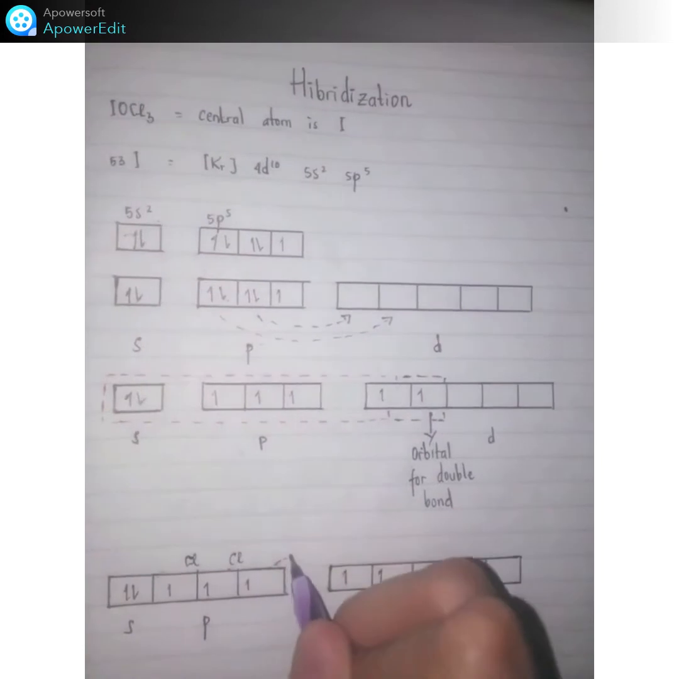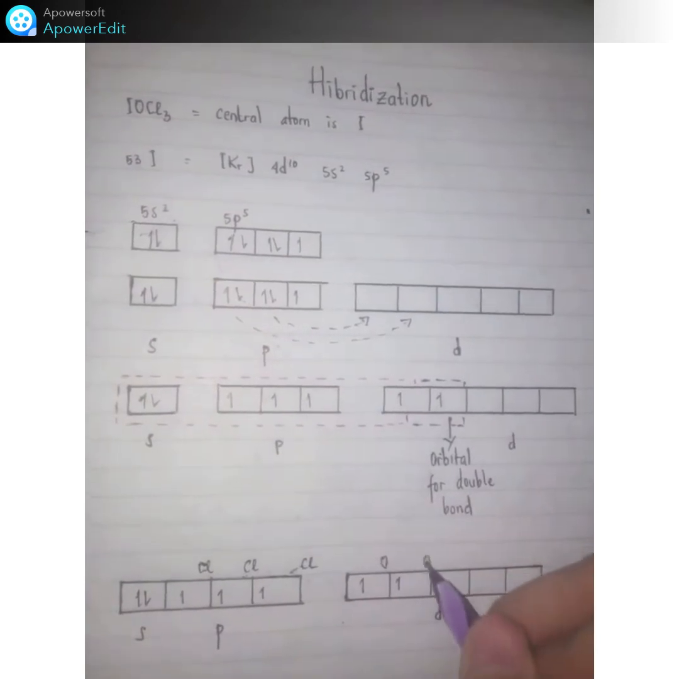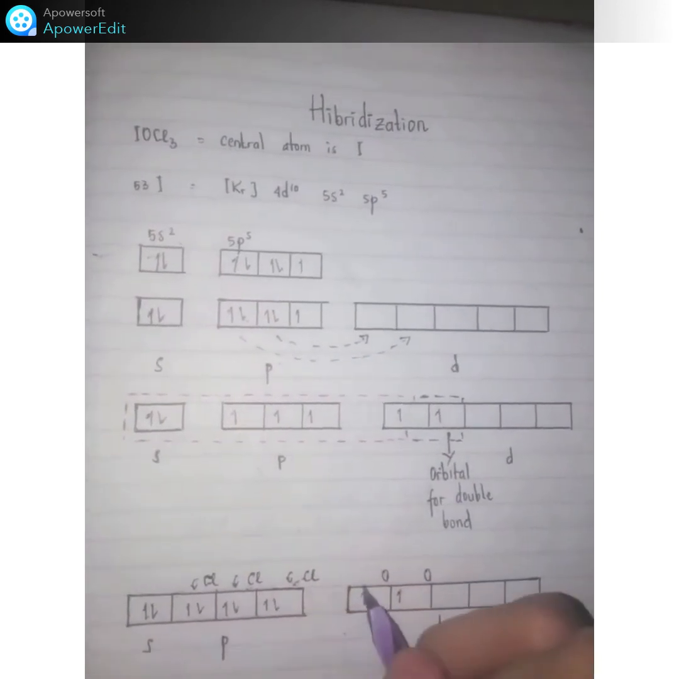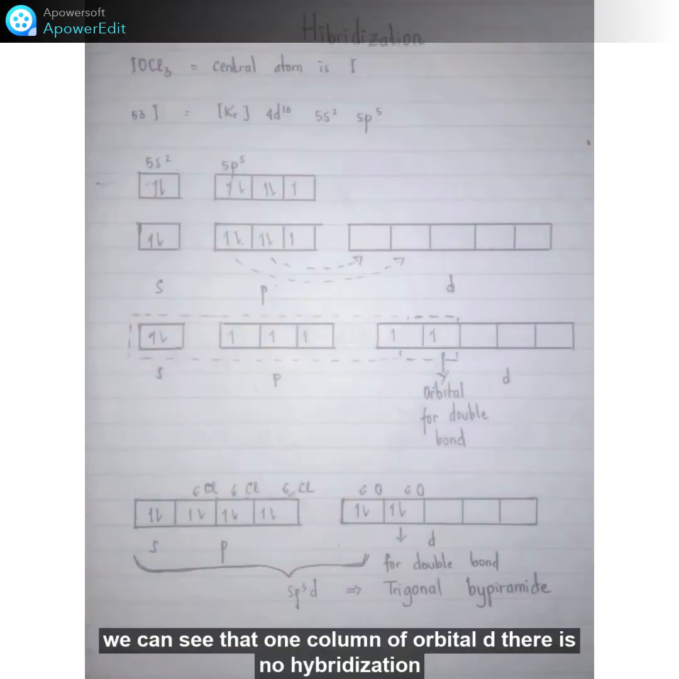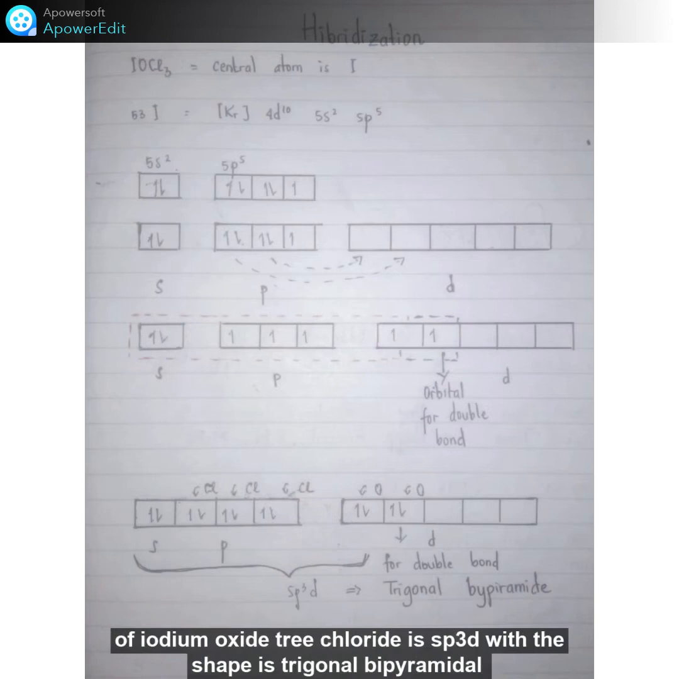After that, chlorine fills the space in orbital p, and oxygen fills the space in orbital d. We can see that one column of orbital d has no hybridization, because that is for the double bond. So from the result, we can see that the hybridization of iodine oxide trichloride is sp3d, with the shape of trigonal bipyramid.